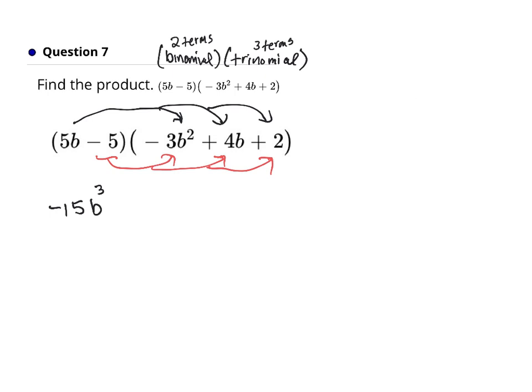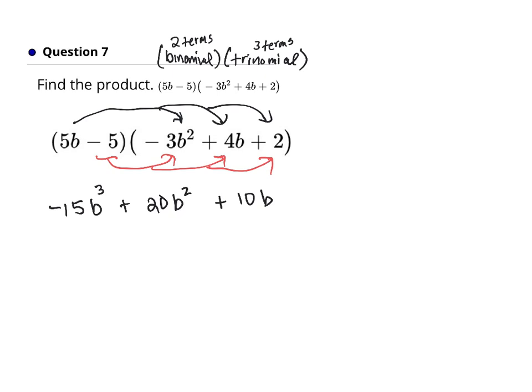Now 5b times the 4b, that's plus 20b squared, because b times b is b squared. And then finally, 5b times positive 2, that would be plus 10b. 5 times 2 is 10 times the b.